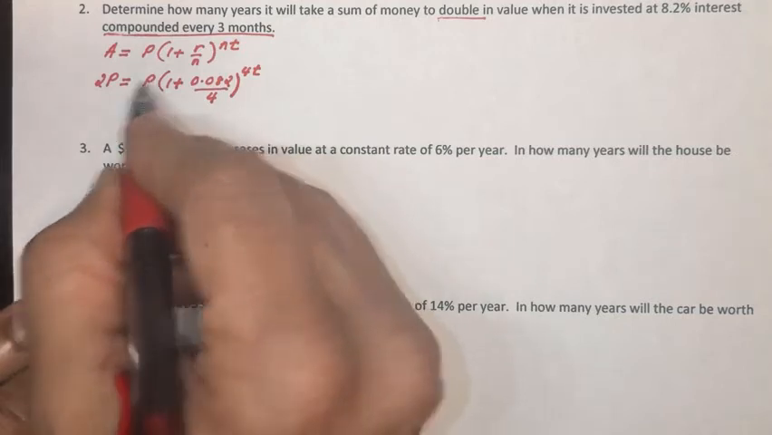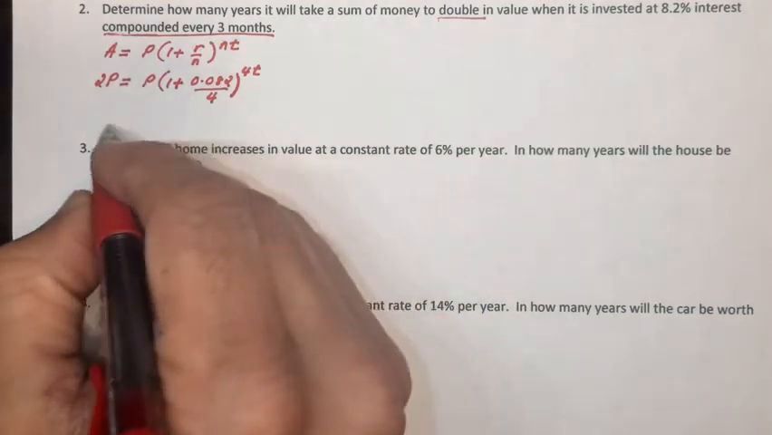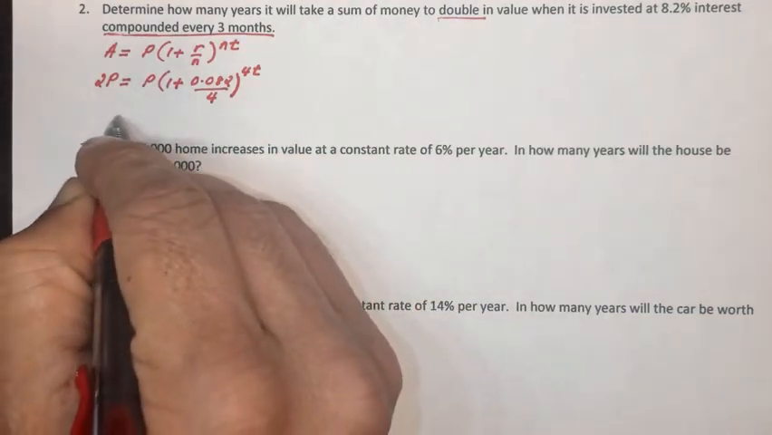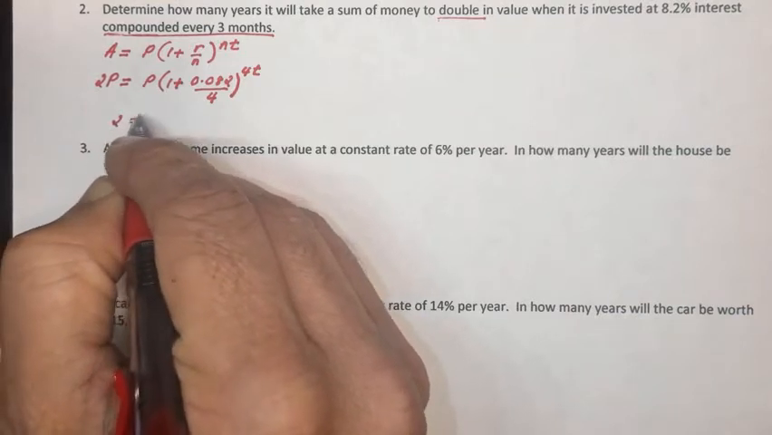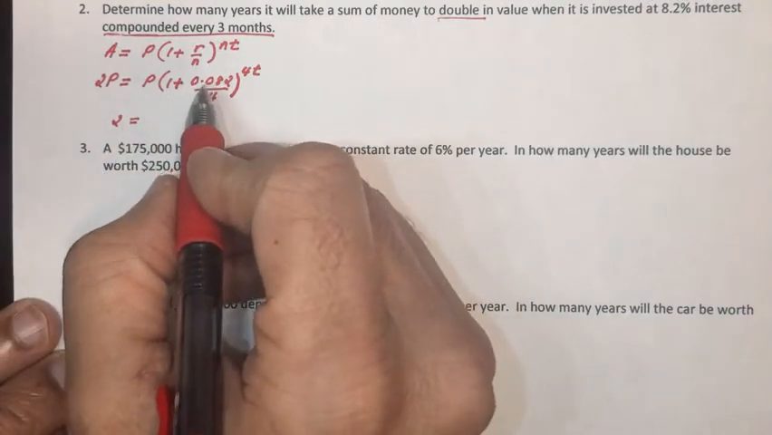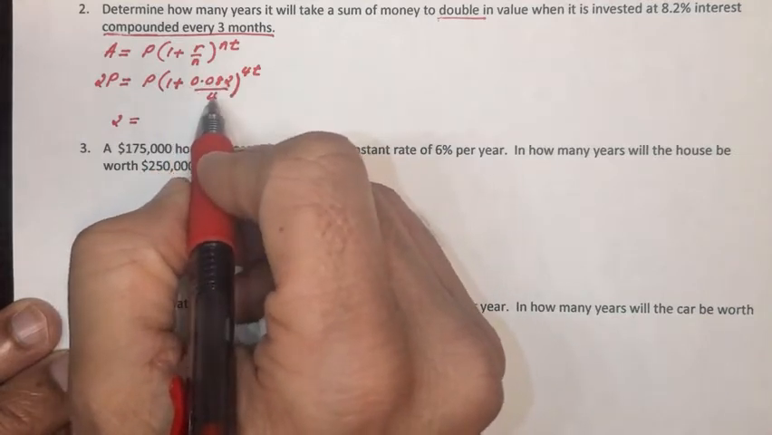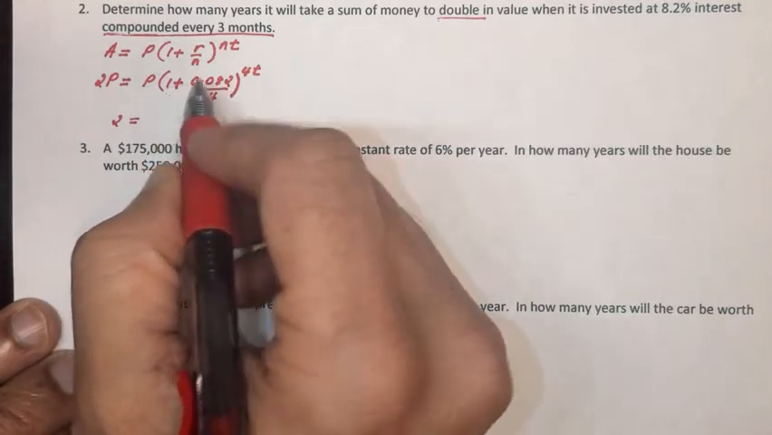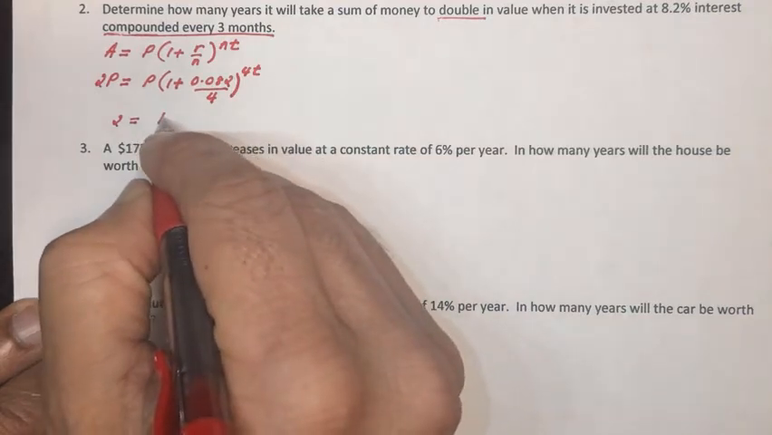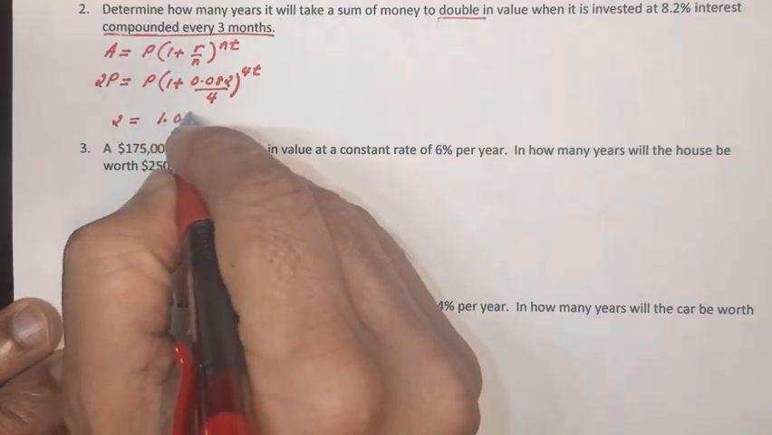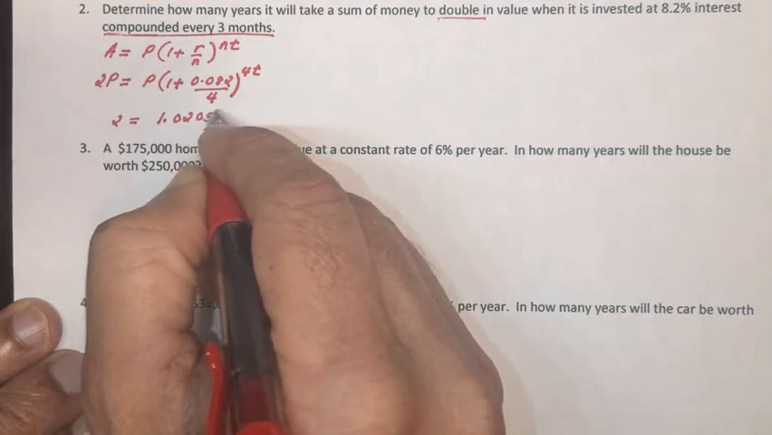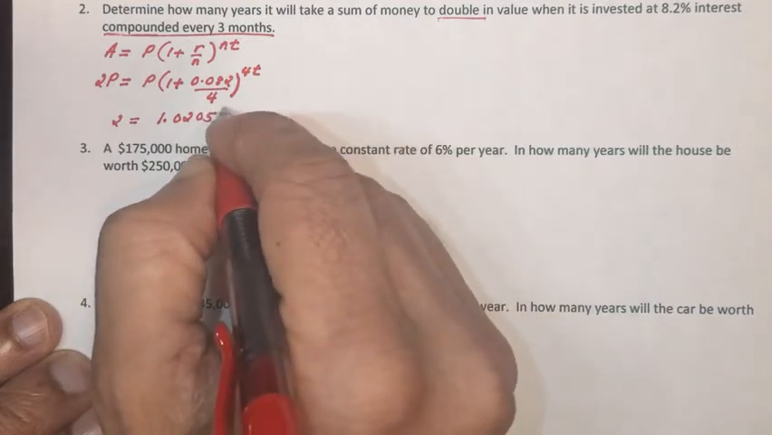Let's do the math. The P cancelled out from both sides, so that becomes 2 is equal to, we need to combine 1 plus 0.082 divided by 4. When you combine and do the math, you get 1.0205 then to the power of 4t.